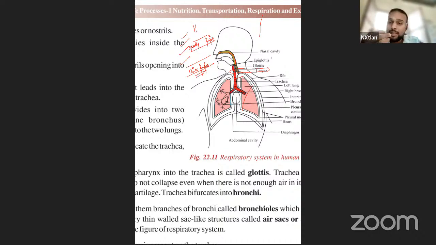Because if you are taking breathing, it will stop for a few seconds. Understood? Right? So what does it mean? It means that the windpipe and the food pipe are interrelated. There is a flap, or you can say a lid, which is like this. It's called the epiglottis.